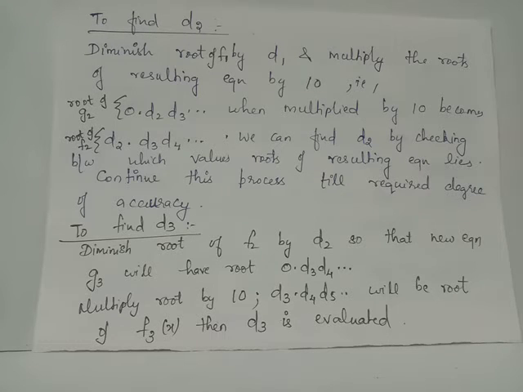Once you have found the equation f3(x) whose root will be d3.d4d5 etc., you can use the rule of Descartes to find values x1 and x2 between which the root of f3(x) will lie. The lower bound of the interval will become the integral part d3.